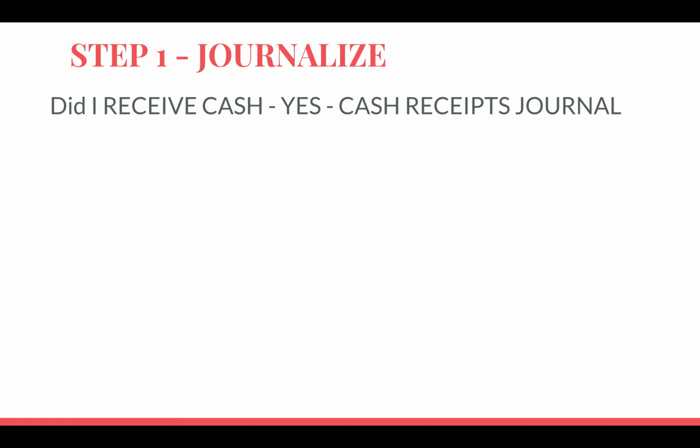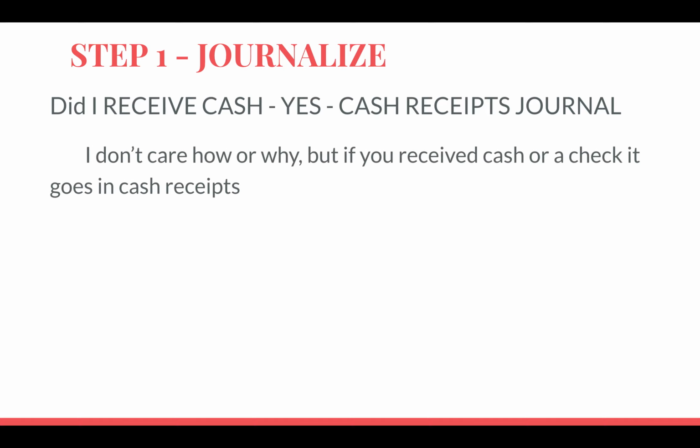Moving on. Did you receive cash? When that answer is yes, cash receipts journal. Remember, it doesn't matter how, it doesn't matter why. If in any way, shape, or form your company received cash, or obviously a check is the same thing, it belongs in the cash receipts journal. So make sure that you record it there properly. Obviously, the headings will tell you where to put it. And if nothing falls under a heading, it goes into the other category.